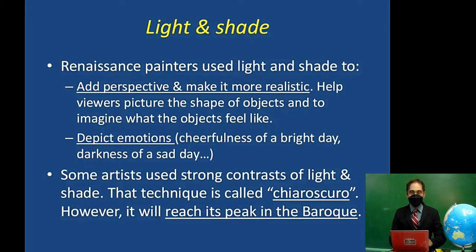The light and shade. Renaissance painters used light and shade to add perspective and make it more realistic, to help viewers picture the shape of an object and imagine what the object feels like. It depicts emotions, the cheerfulness of a bright day, the darkness of a sad day. Some artists use a strong contrast of light and shade. That technique is called chiaroscuro. However, it would reach its peak in the Baroque period.